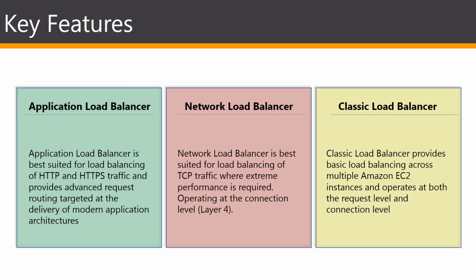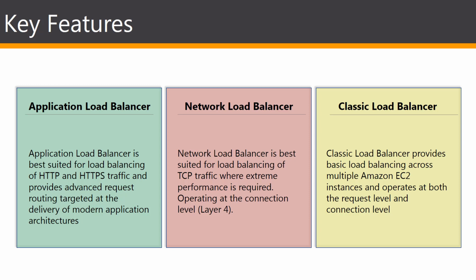Now, one of the balancers that it offers is the Application Load Balancer, which operates at the request level, or layer 7 load balancing. It routes traffic to targets: EC2 instances, IP addresses, and Lambda functions, like I mentioned. It's ideal for advanced load balancing of HTTP and HTTPS traffic. Application Load Balancer provides advanced request routing targeted at delivery of modern application architectures, including microservices and even container-based applications. It simplifies and improves the security of your application by ensuring that the latest SSL or TLS ciphers and protocols are being used at all times.